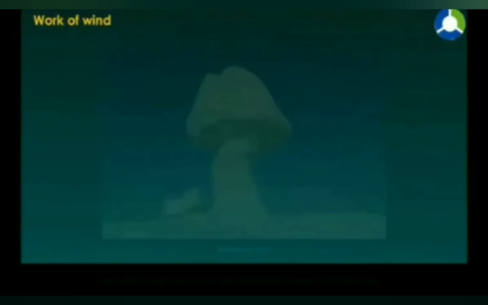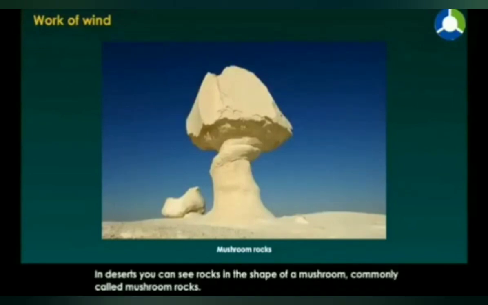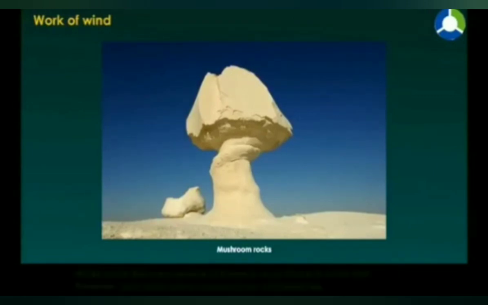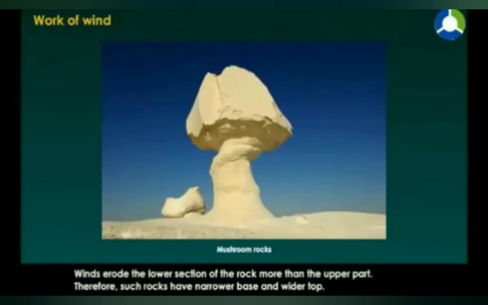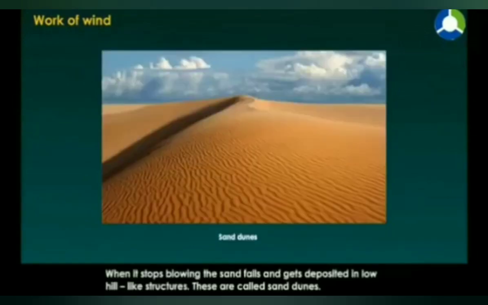Work of wind. An active agent of erosion and deposition in the deserts is wind. In deserts, you can see rocks in the shape of a mushroom, commonly called mushroom rocks. Winds erode the lower section of the rock more than the upper part. Therefore, such rocks have a narrower base and wider top. When the wind blows, it lifts and transports sand from one place to another. When it stops blowing, the sand falls and gets deposited in low hill-like structures. These are called sand dunes.